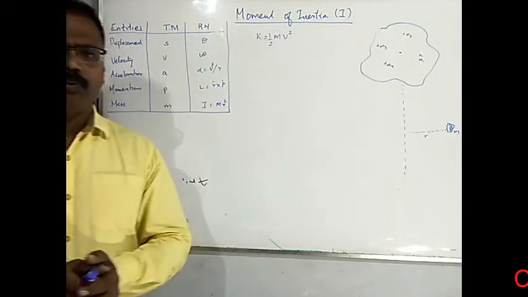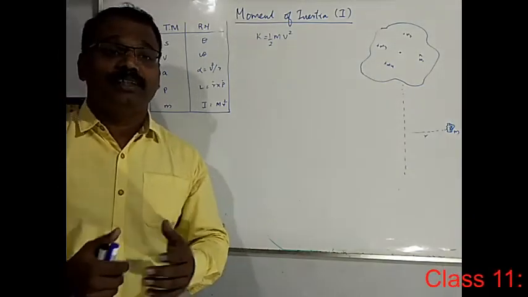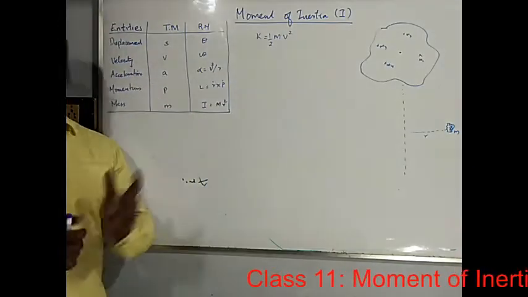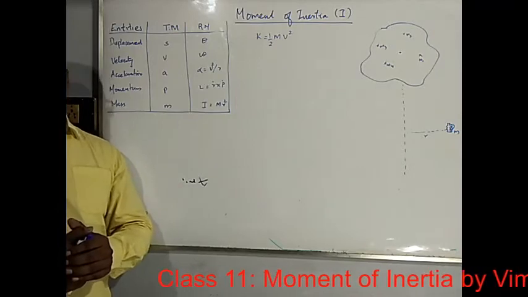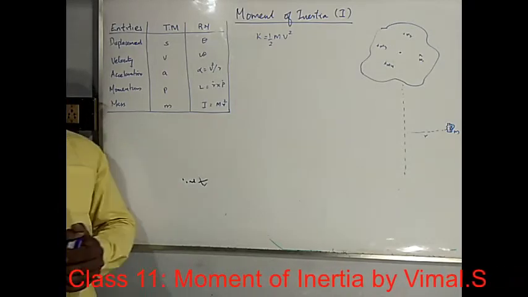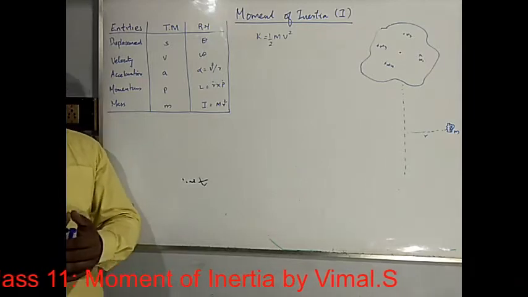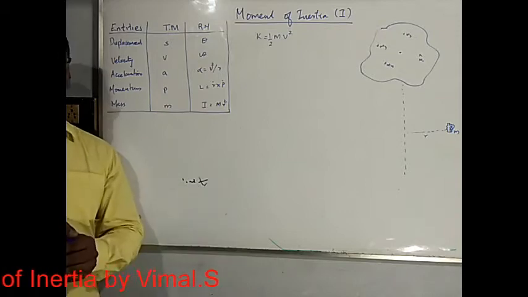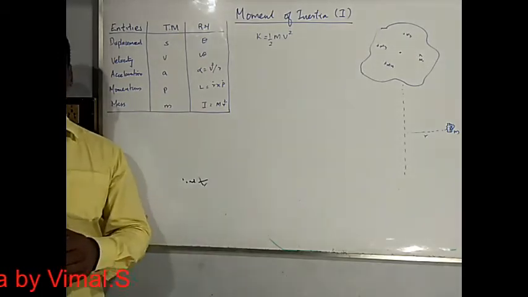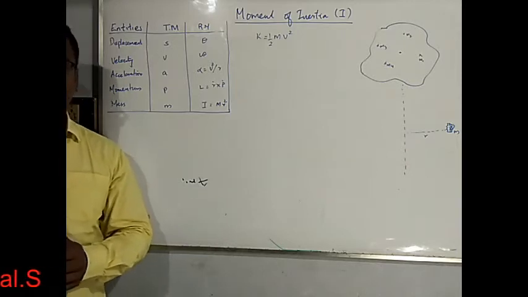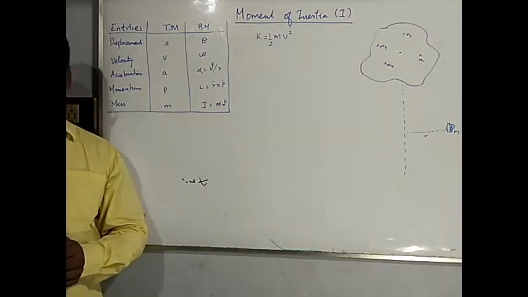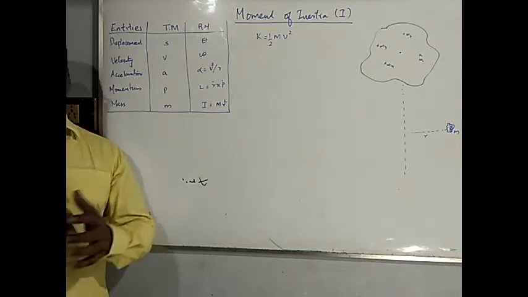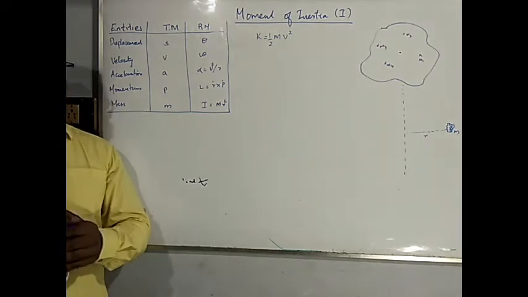Okay. Now we are going to compare some important entities in both rotational and translational motion. Look at this table. The first entity is displacement. In translational motion, we use S, the shortest path traveled by the object, as the displacement. We use the letter S to denote displacement in translational motion, whereas in rotational motion, we use theta. Theta is the angle subtended by the object in a rotational motion.